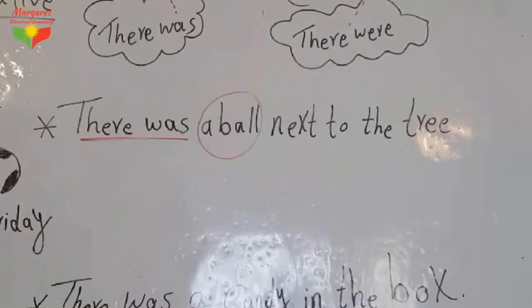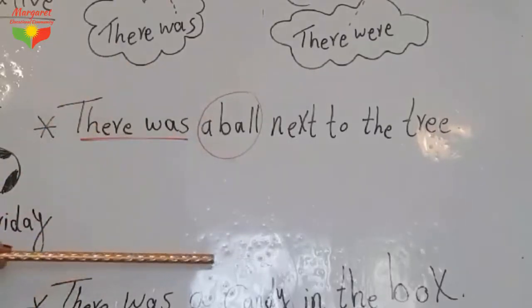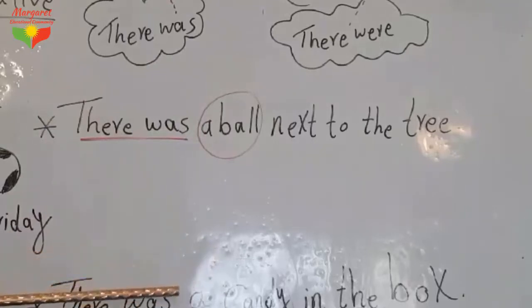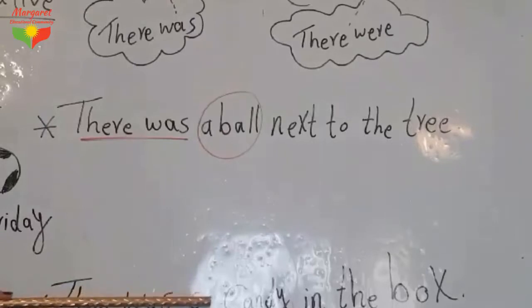So how can I talk about this candy? But when? In past time, it means yesterday. So yesterday, there was a candy in the box. A candy, because you have only a candy, it's singular. Because you should use there was with the singular nouns. Okay? So there was plus singular noun.